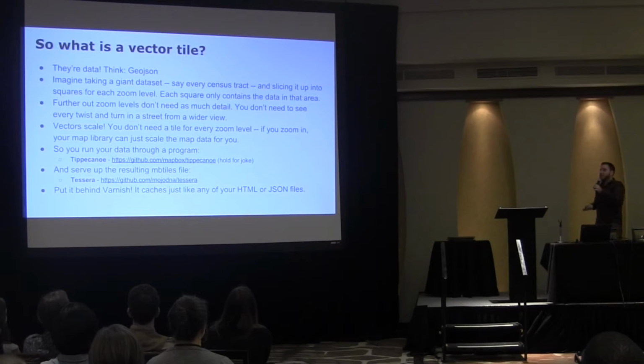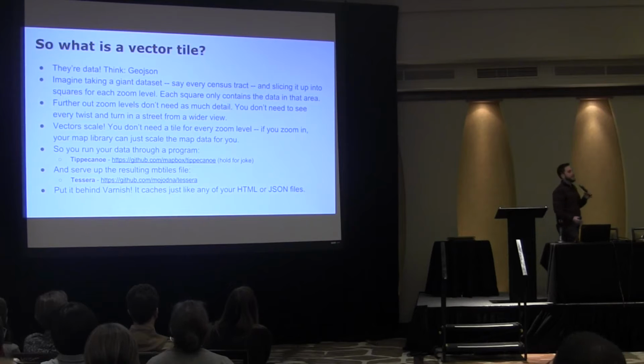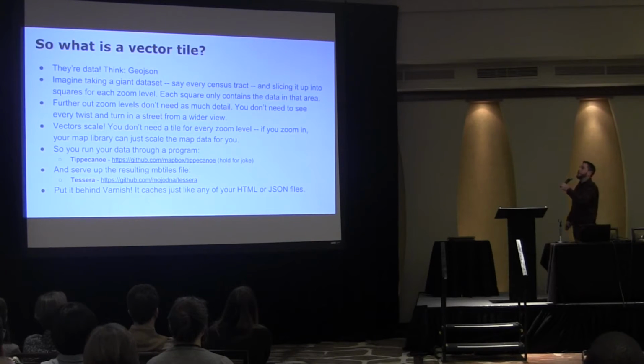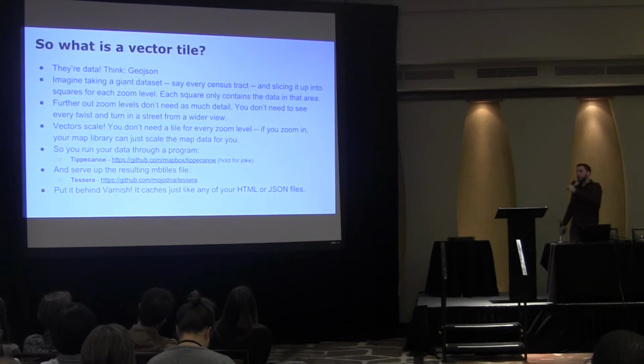But then every single one is simplified at different zoom levels, because you don't need all of the detail at all of the zoom levels. So when you're looking at a map of the United States, you don't need to know every twist and turn of I-95, you just need to know the general direction of it. Vector tiles also scale, so you don't need a vector tile for every zoom level. When you zoom into a map, think about scalable vector graphics, like SVGs. If you have a point here and a point here, you zoom in, it just stretches that for you.